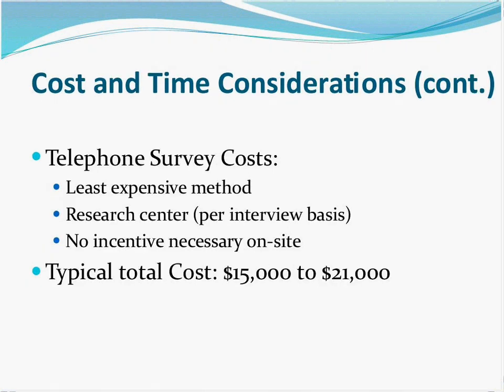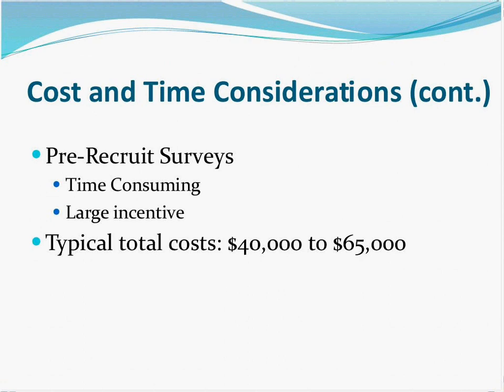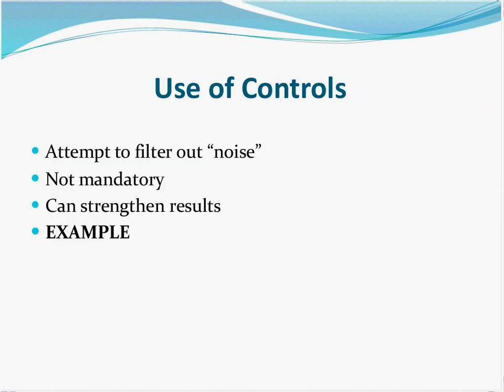Telephone surveys are very cheap, but again, you get what you pay for. You probably can do a telephone survey for $15,000 to $20,000, but again, it's a very hard survey to do, and as the cost per interview goes up, those costs are going to go up. The pre-recruits are very expensive. If you're going to do a pre-recruit, figure $40,000 to $65,000.